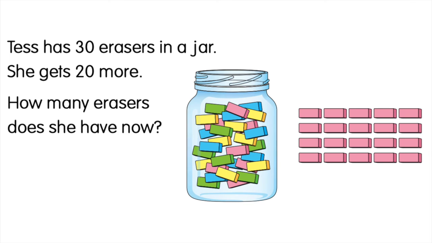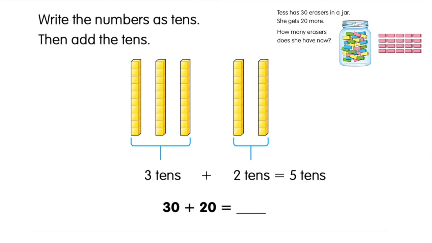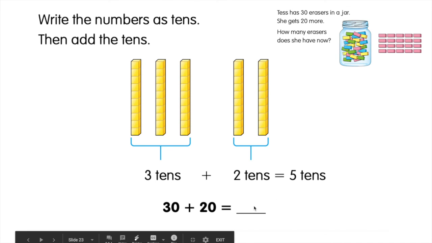Last problem before we go. Listen to this story. Tess has 30 erasers in a jar. She gets 20 more. How many erasers does she have now? To solve this, first I would write the numbers as tens. I would make 3 tens and 2 tens. Then I would add up the tens. 3 plus 2 is 5. Now I know that 5 groups of 10 is the same as... I'm not saying it yet because I want you to think of it.